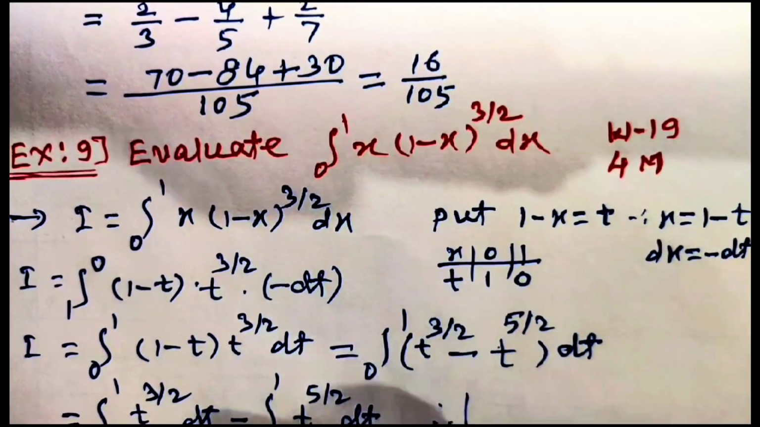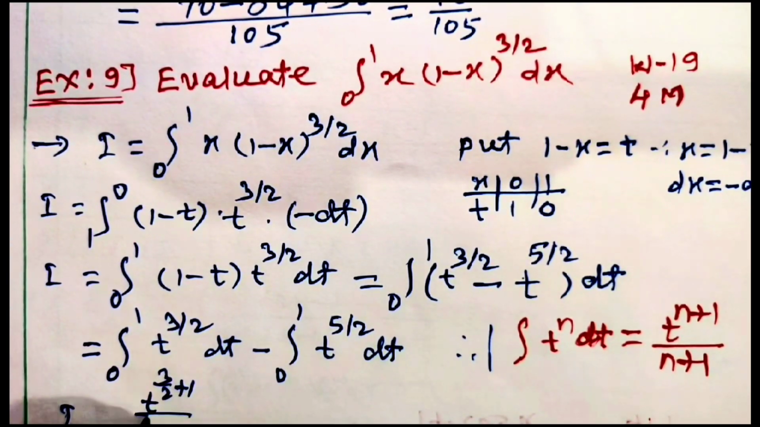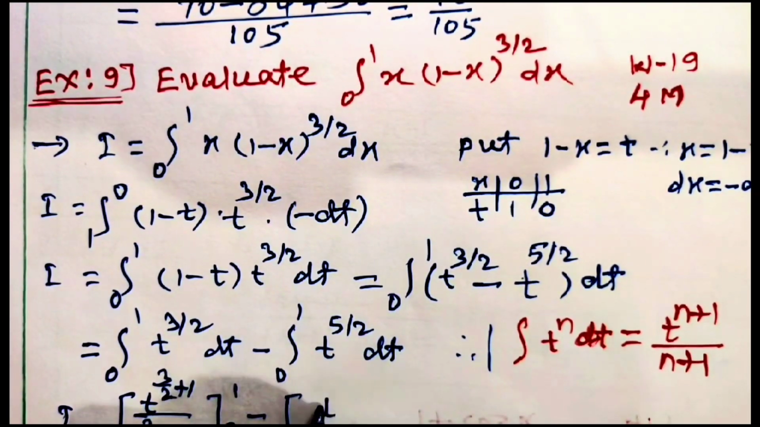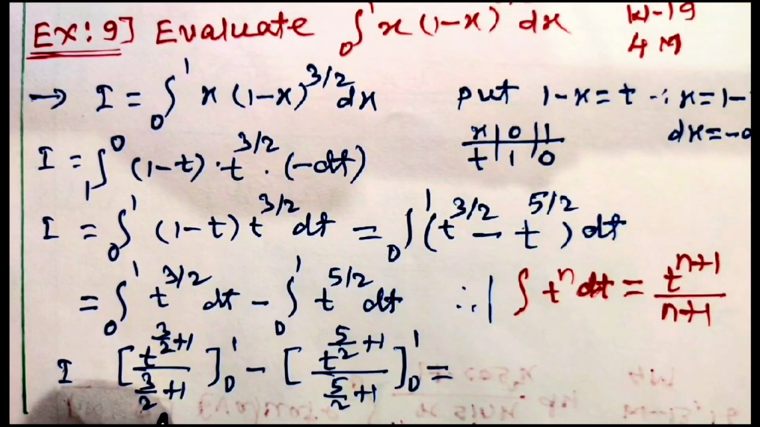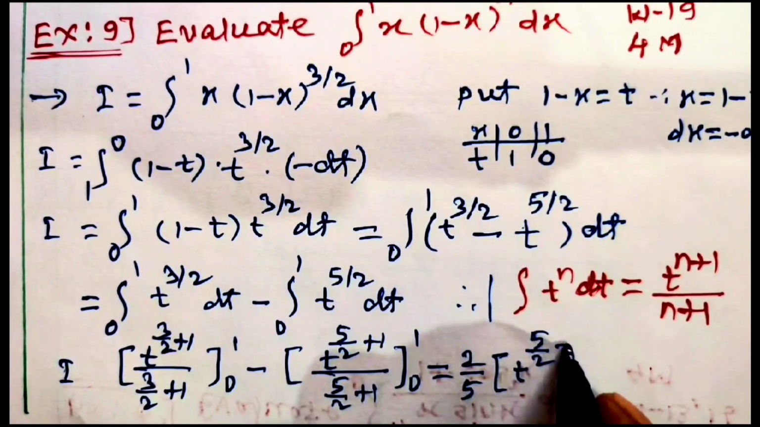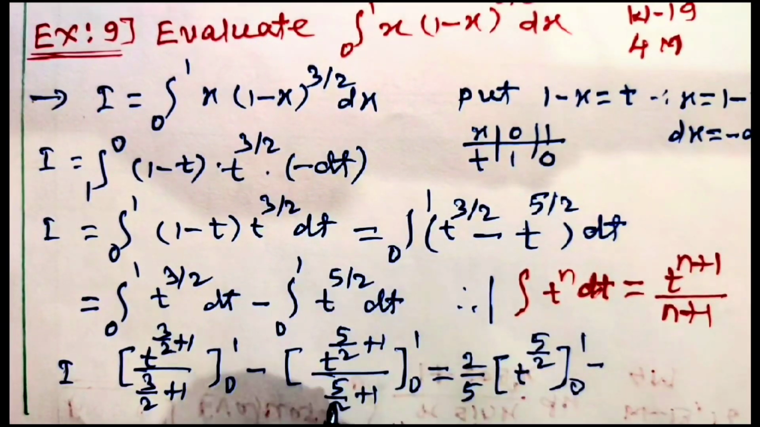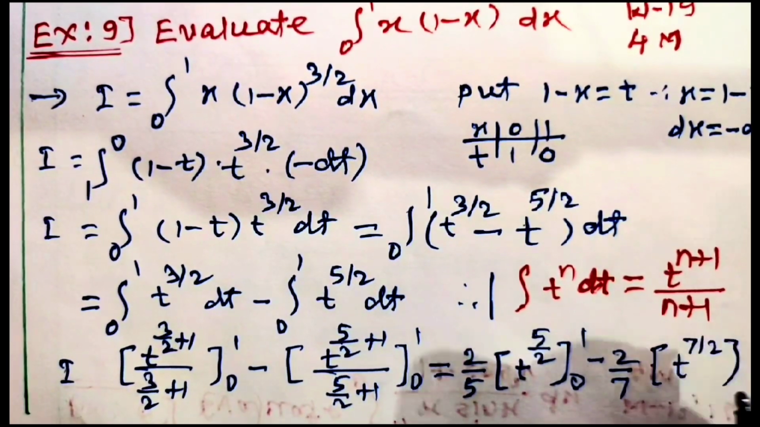We have to apply this formula. Hence I is equal to t to the power 3 upon 2, its integral becomes t to the power 3 upon 2 plus 1 divided by 3 upon 2 plus 1, limits from 0 to 1, minus t to the power 5 upon 2 plus 1 divided by 5 upon 2 plus 1, limits from 0 to 1. This is equal to 3 upon 2 plus 1, that is 5 upon 2. So 2 upon 5, t to the power 5 upon 2, limits from 0 to 1, minus 5 upon 2 plus 1 is 7 upon 2. So 2 upon 7, t to the power 7 upon 2, limits from 0 to 1.